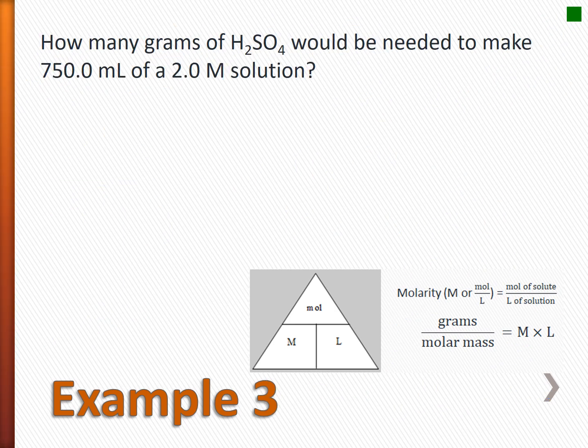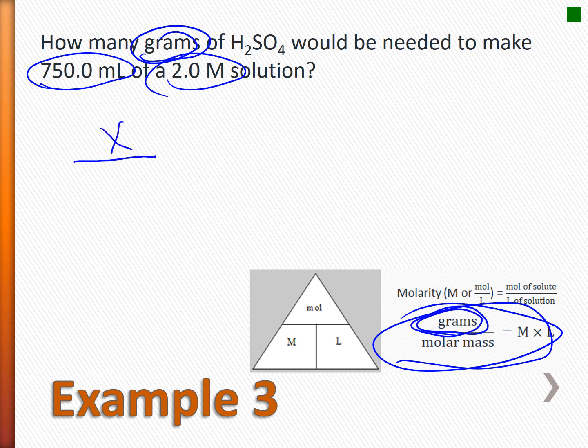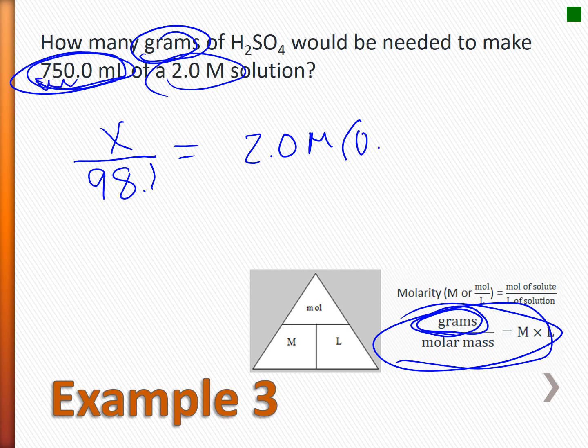Last problem: how many grams of H2SO4 do we need to make 750 milliliters of a 2 molar solution? So once again, I'm going to use that grams formula. I'm just solving for something different in this case. For this one, I'm going to be solving for grams, so grams is going to be my X variable. My molar mass for H2SO4 from the previous problem was 98.1 grams. That is going to equal my molarity, which is 2.0 molar, times my liters. Once again, this is not in liters, so I'm going to move it over 3: 1, 2, 3. So I get 0.7500 liters.